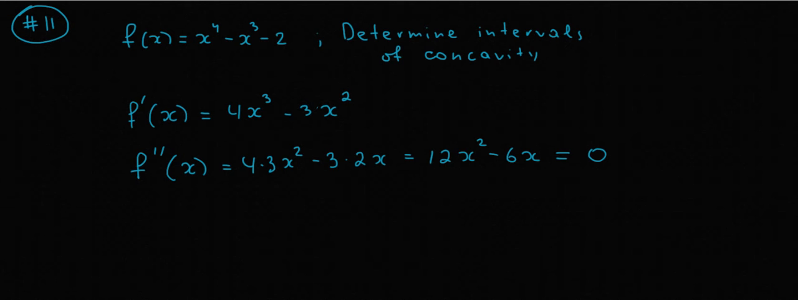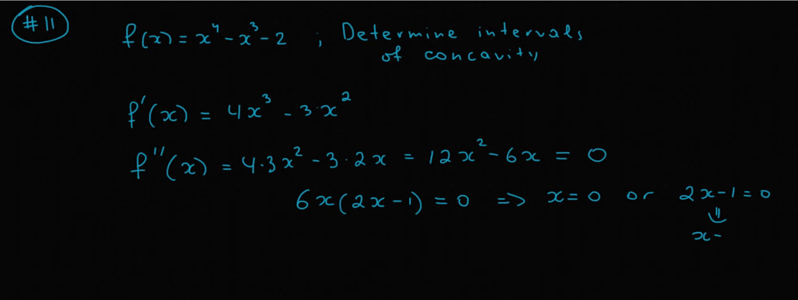This is an easy equation to solve. We can solve this by factoring. Factoring out the left-hand side, we get 6x times 2x minus 1 equals 0. And so either x equals 0 or 2x minus 1 equals 0. And in that second case, x will equal 1/2. So we found 2 points where the second derivative is equal to 0.